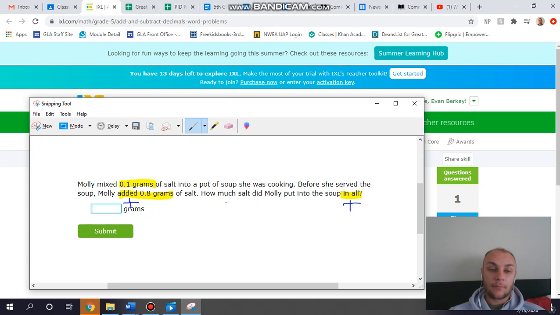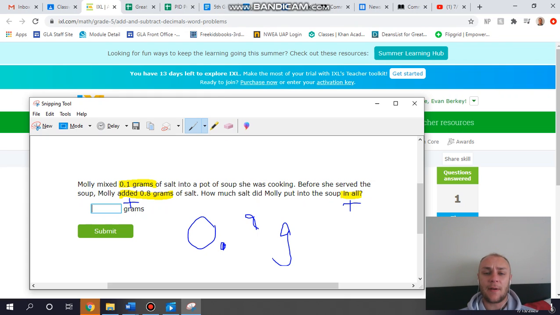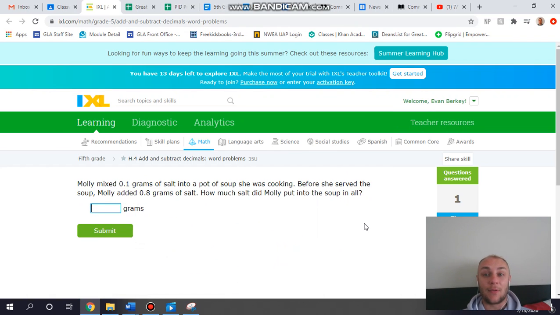Okay? Now, you have to actually try and solve this. I want you to pause the video and solve it. If you get 0.9 grams, it is correct. Again, I apologize for such sloppy writing. It's really hard for me to use the writing technique on here, and I hope that I can get better at it as time goes on.